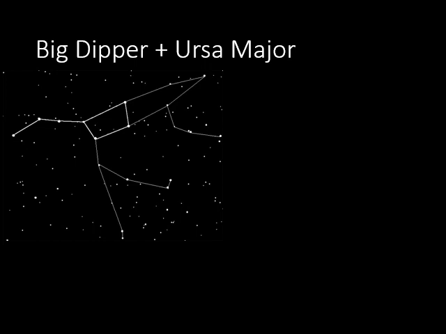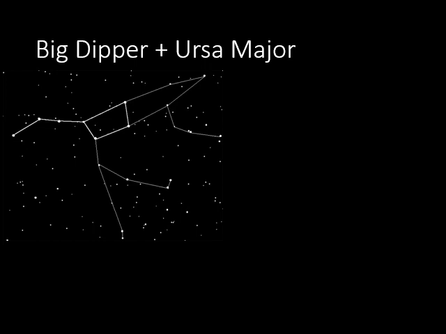Now, the Big Dipper you're probably familiar with. That's the spoon in the sky, the 7 stars that we connect together to make the spoon or the ladle. But the Big Dipper is actually not a constellation all by itself. It's what we call an asterism, which is a group of stars that make a familiar shape in the sky.